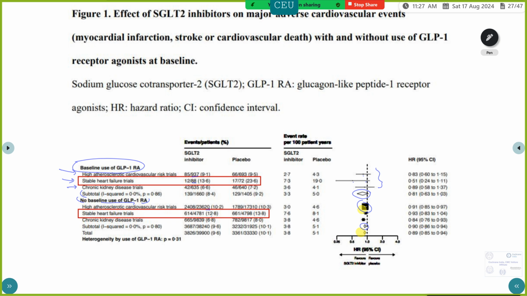So SGLT2 inhibitors on major adverse cardiovascular events, they have written that in the total population there is a use, whether there was baseline GLP-1 RA use or whether there was no baseline GLP-1 RA use. But if we look into each subgroup, we know that the effect was more in the patients who did not use GLP-1 RA. That was mainly because of this large trial which looked at patients with ASCVD. So whether it will be beneficial for stable heart failure, again this was crossing the line of no effect. So more benefit for diabetics who had high ASCVD.